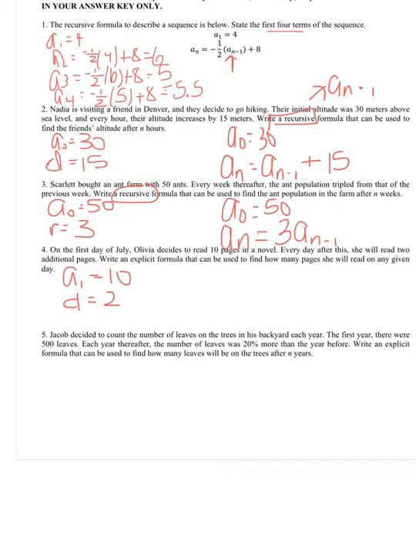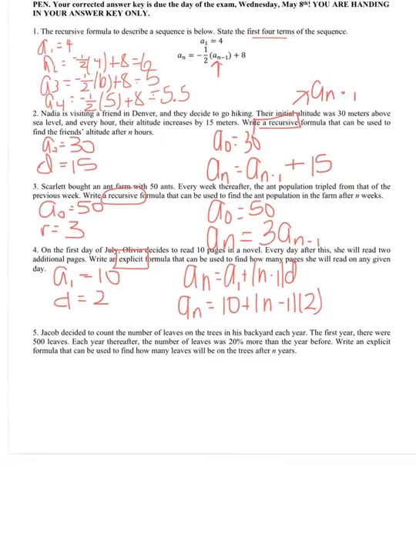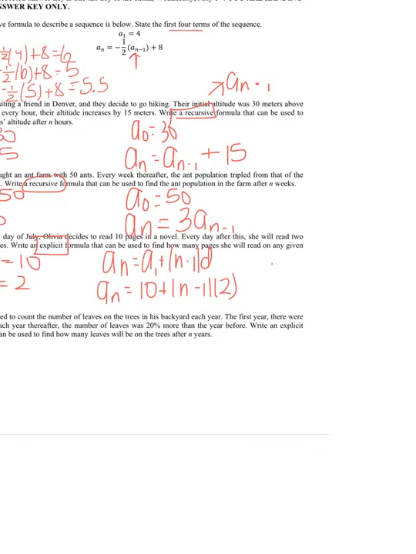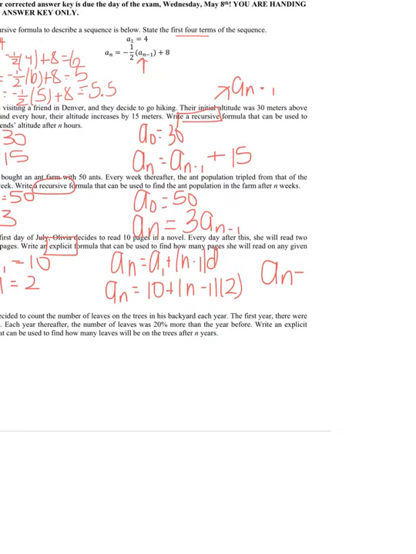Write an explicit formula that can be used to find how many pages she will read on any given day. So explicit formulas, those are on your reference sheet. Because this is arithmetic, the formula is a sub n equals a sub 1 plus n minus 1 times d. So when I plug this in, a sub n is equal to what she reads on the first day, 10, plus n minus 1 times 2. If you were to clean that up, you distribute and then you combine like terms, a sub n is equal to 2n plus 8.